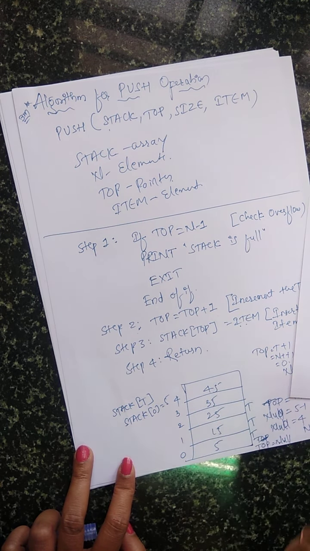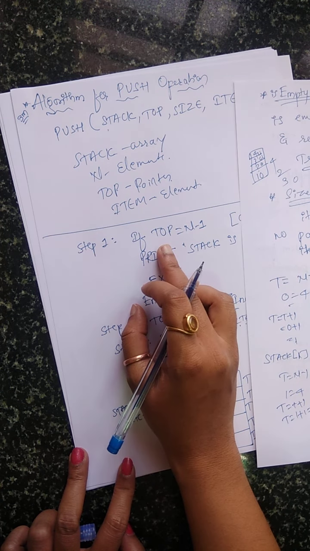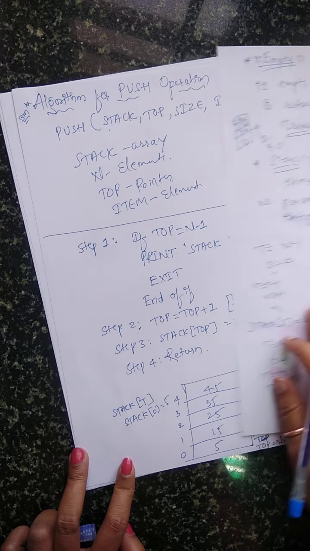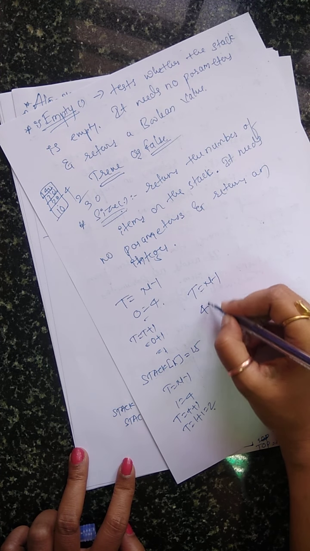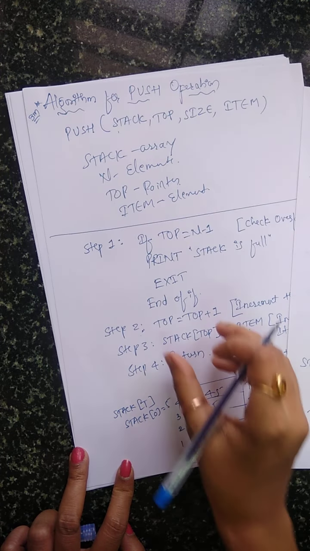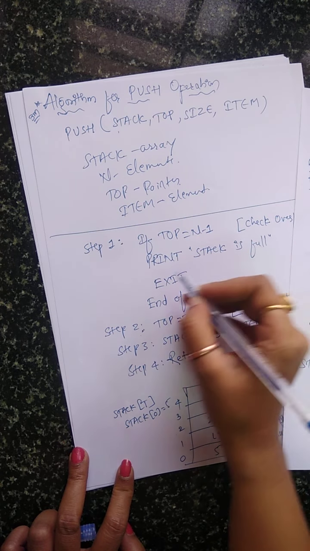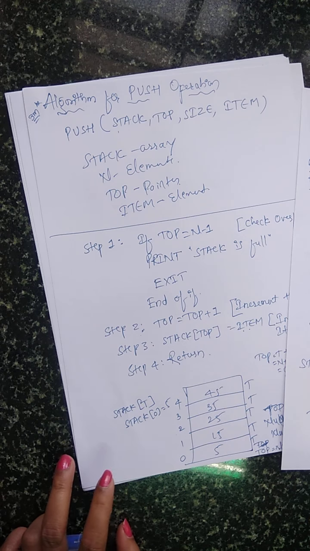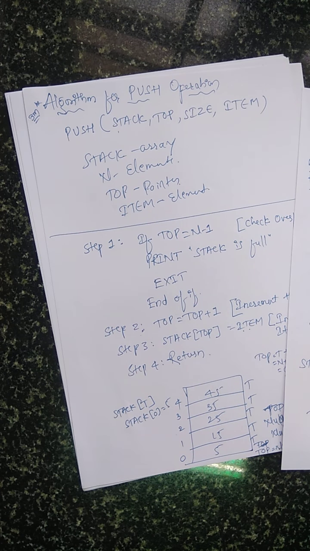At this position, if you want one more element, then we'll check here: is your top equal to n minus 1? What is T? T is 4. 4 is equal to 4. So it will not bring you here; it will print stack is full, and exit, meaning you have to come out of this. These steps will not be executed. Clear to everyone? So how does it work?